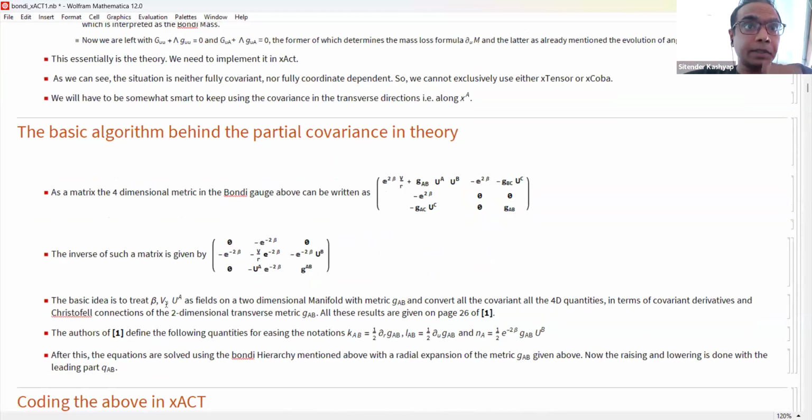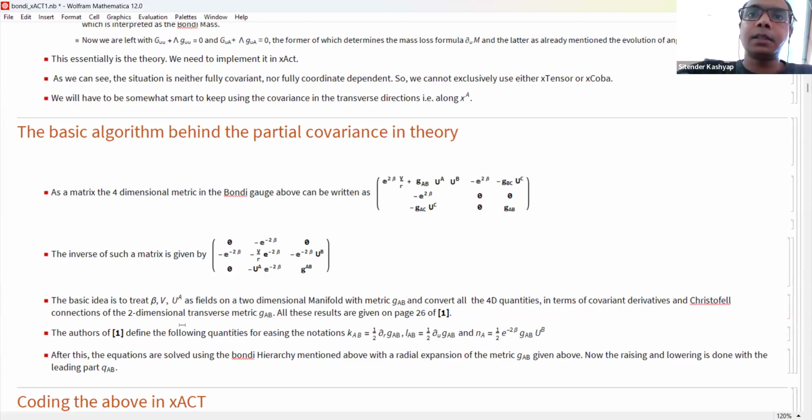Now the basic idea is to treat the unknown fields beta, V, U as fields in a two-dimensional manifold, of which the metric is GAB, and convert all the 4D quantities in terms of covariant derivatives and Christoffel connections of the two-dimensional transverse metric GAB. And this partial covariance was already achieved in this first paper by Barnich and Troessaert.